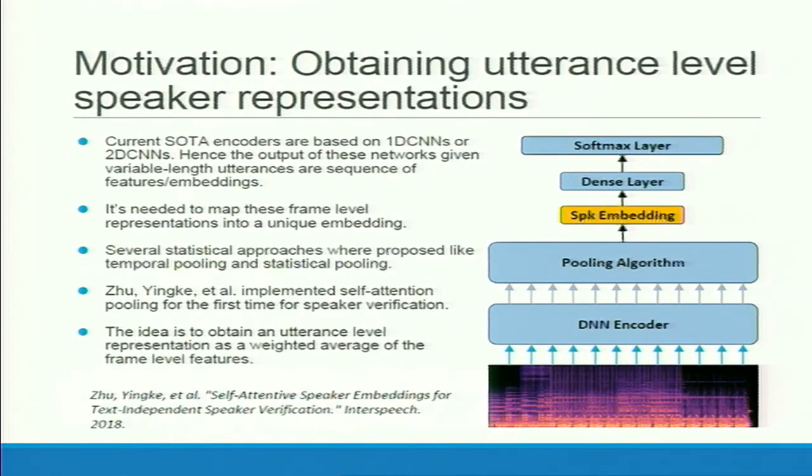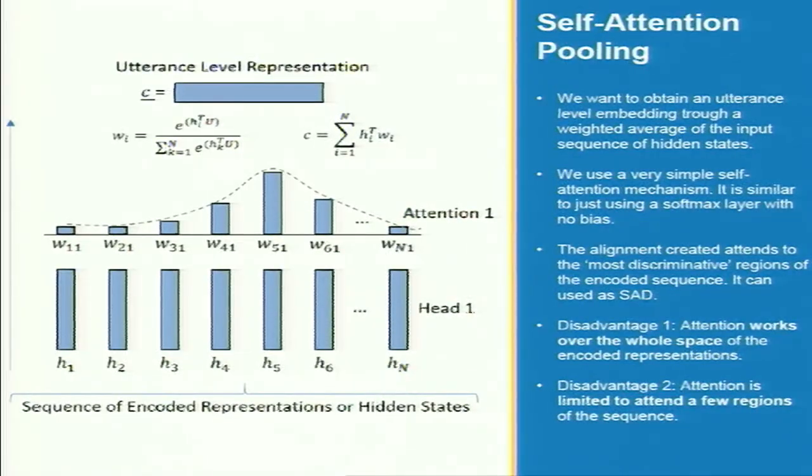In 2018 InterSpeech, the first self-attention pooling layer was proposed. The idea is to obtain an utterance level representation as a weighted average of the frame level features. Here you have the scheme of self-attention pooling. At the bottom, you have the sequence of features from the encoder, and you use a normal attention model, which obtains the weight for each of these features, and you just do a weighted average with the weights extracted from the attention model. As you see, we use a very simple attention mechanism. It's just like a softmax layer with no bias.